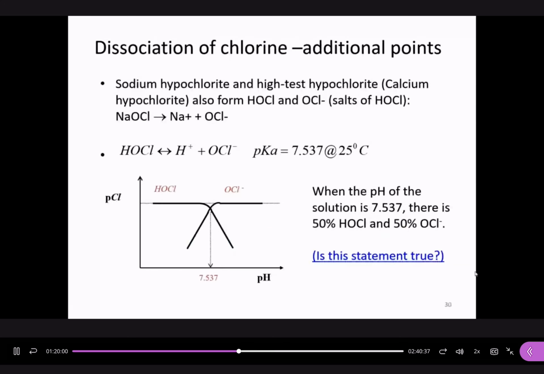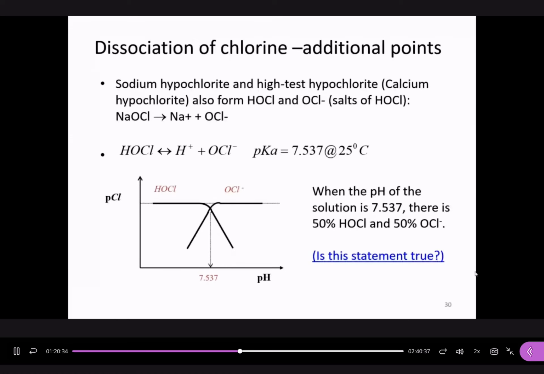Okay, sodium hypochlorite and calcium hypochlorite also form hypochlorous acid and hypochlorite. Right, this is the equation. We first get hypochlorite, and protonation of this produces hypochlorous acid. So when the pH of the solution is here, there is 50% hypochlorous acid and 50% hypochlorite.